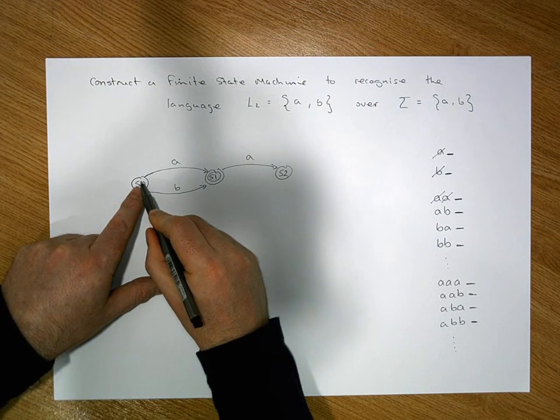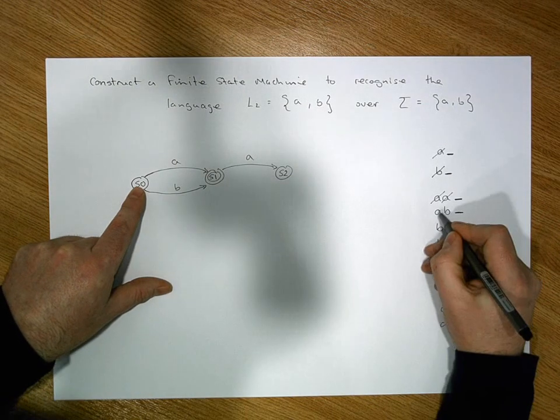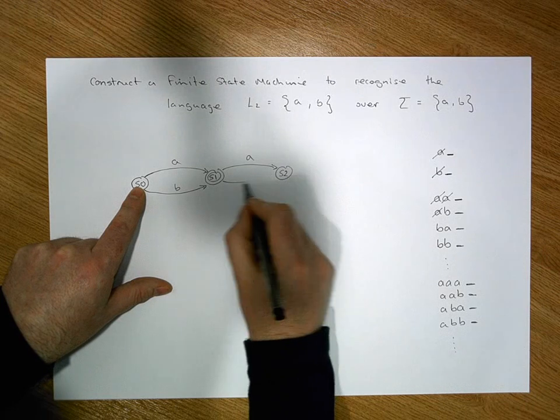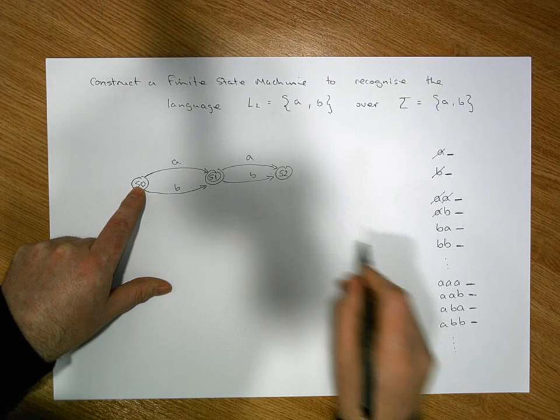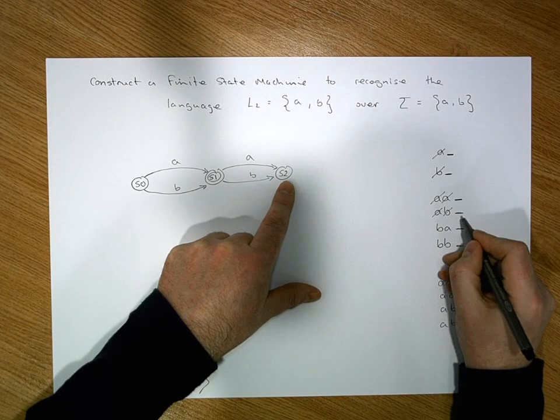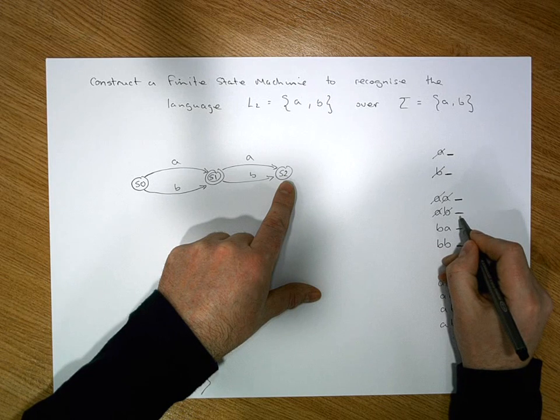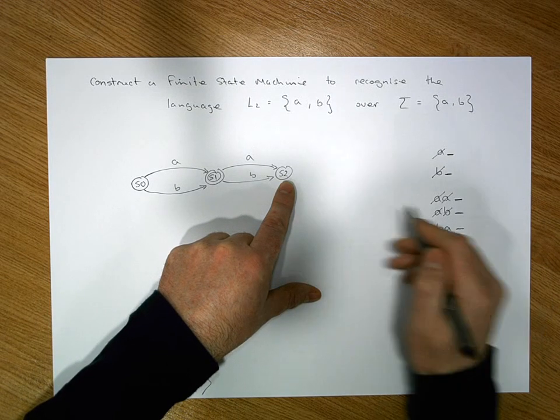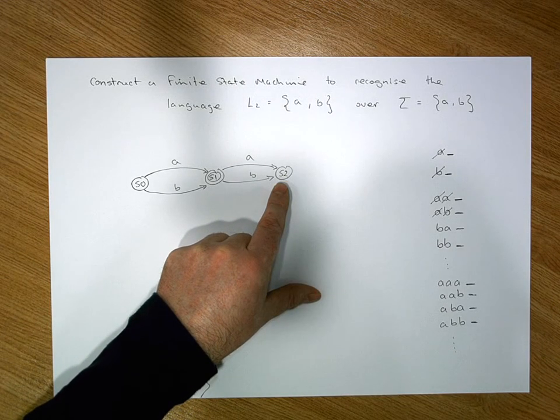Well, it should read an A. There we go. It should read a B. It should not take us to a terminating state either. But it reaches the end of the input, and what it knows is it's not in a terminal state, so it doesn't recognize this word.